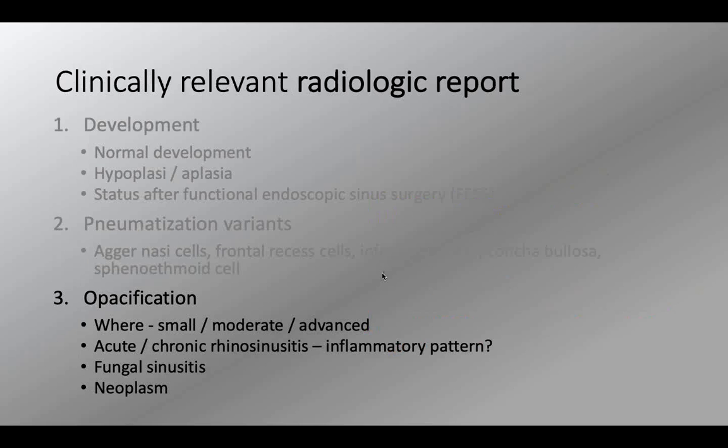So now we have gone through development and the most common pneumatization variants. I will proceed now to opacification. What is important is where the opacification is. Is it small, moderate, advanced? What is normal? When is it going to be pathology? If you see opacification, is it acute or chronic? Is it rhinosinusitis? Does the sinusitis follow a pattern that the ENT surgeon wants to know?